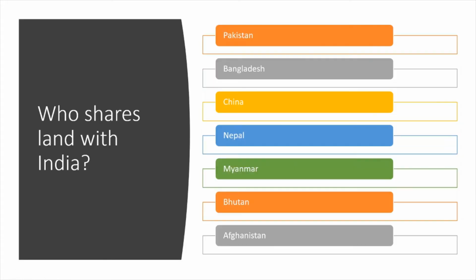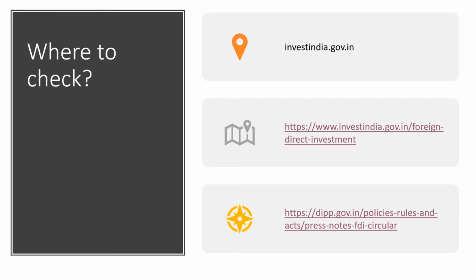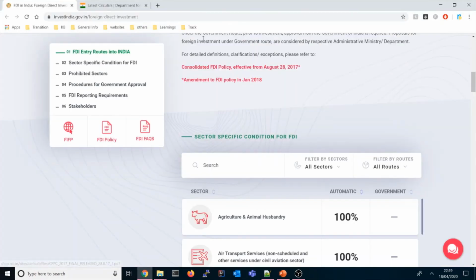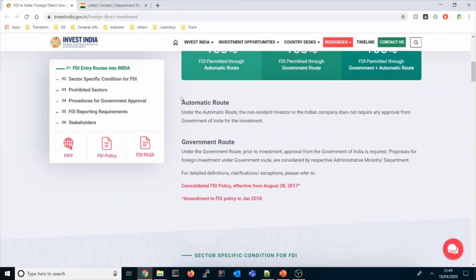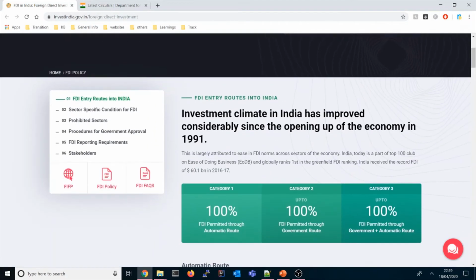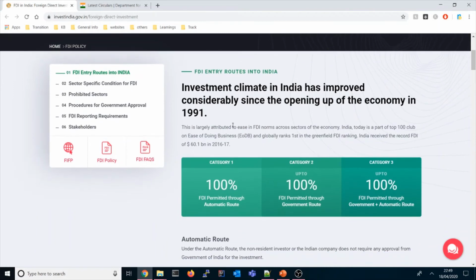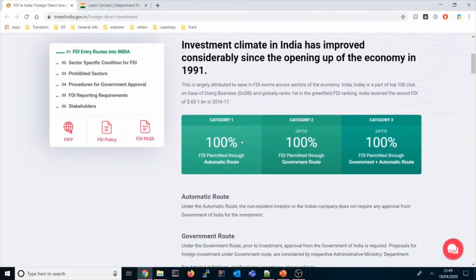Now let's see where you can check all these details. I will first go to investindia.gov.in, and then we will go to dipp.gov.in, where we can see all these circulars or notices. So let's go quickly. On investindia.gov.in, you can find all these details about FDI, the investment climate. It's clearly mentioned what all the categories are. If you need to know in detail, you can visit this site.